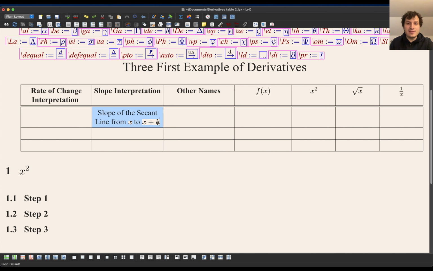This slope of the secant line has 2 other ways you can interpret it. One is as a rate of change, and in this case, it's the average rate of change from x to x plus h.